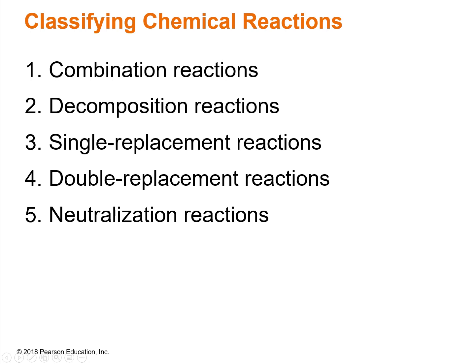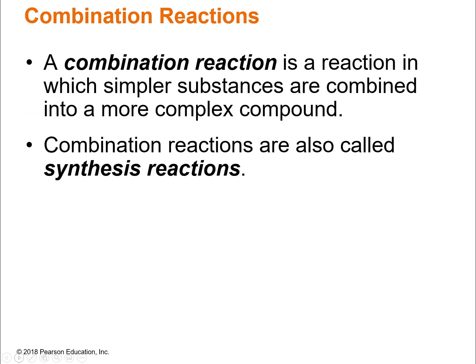The next part we're going to get to is classifying chemical reactions. So we're able to write them now. Now we need to classify them. There's 5 types of reactions that we're going to talk about today. Combination reactions, decomposition reactions, we'll start with those 2. Then we'll move on to single replacement, double replacement, and neutralization. Combination reactions. Pretty much what you're doing is taking simple substances and combining them into one more complex substance.